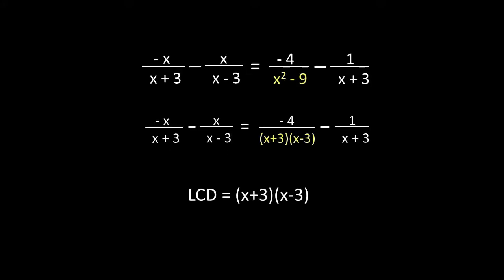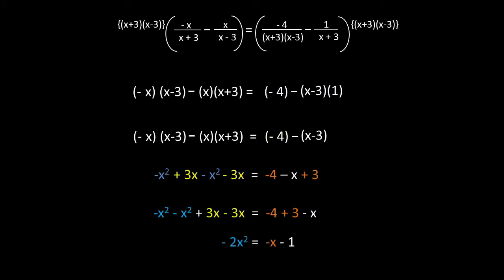In this case, we have x squared minus 9, which can be factored to have (x + 3)(x - 3). In this equation, we can see that the LCD is (x + 3) times (x - 3), so we are going to multiply the equation by (x + 3) times (x - 3).